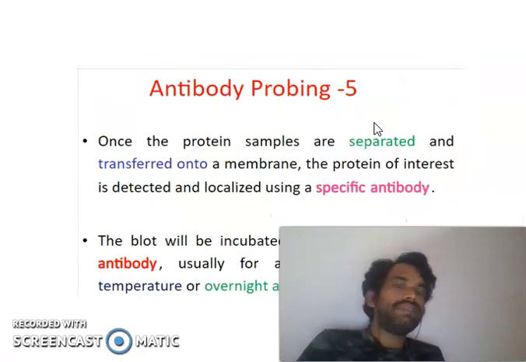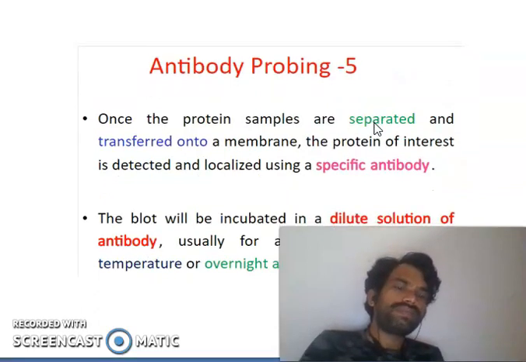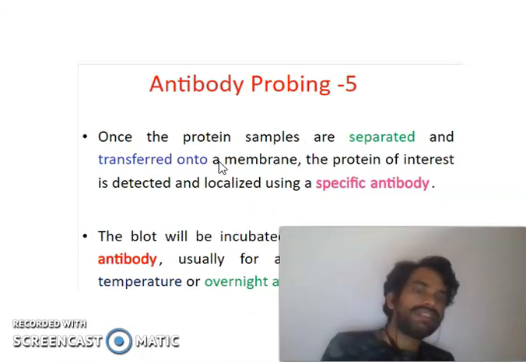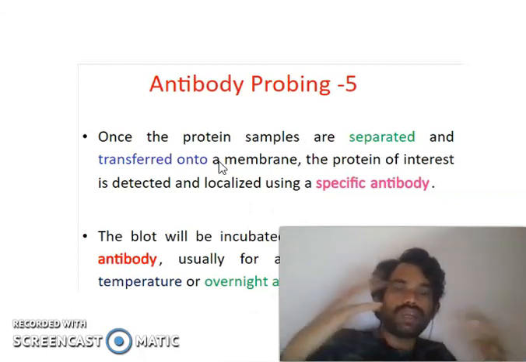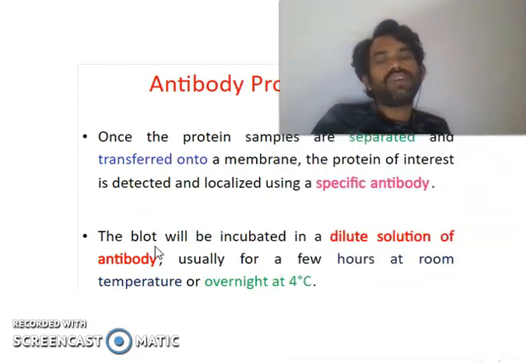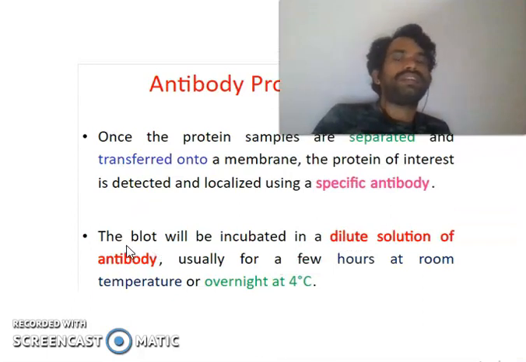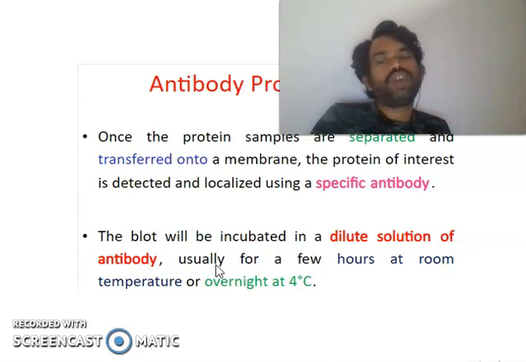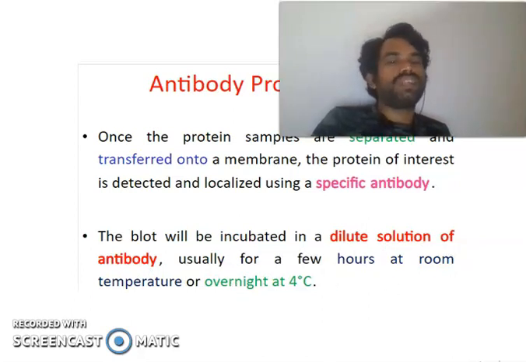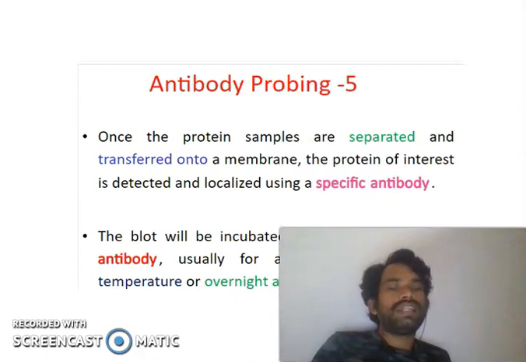Then what is the role of antibody probing? Once the protein samples are separated and transferred onto the membrane, the protein of interest is detected and localized using a specific antibody. The specific antibody needs to be added to the membrane. The blot is incubated in a dilute solution of antibody, usually for 4 hours at room temperature or overnight at 4 degrees. This is how you add the antibody probe to the membrane.